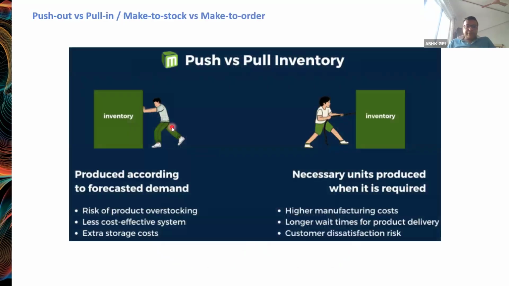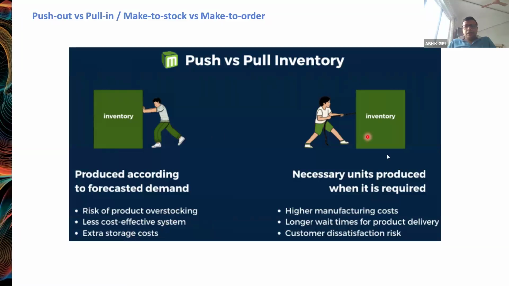Okay. Now, pull and push inventory we already discussed last time in the last slide. Push is when we produce according to forecasted demand, and this is very easy to do for fast-moving consumer goods. But the drawback is there's a risk that we might be overstocking the product because we did not look at the exact demand. We look at the forecasted demand, and that might also lead to extra storage cost, and hence is less cost effective.